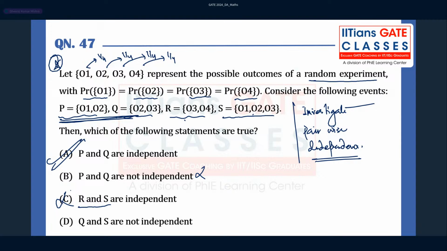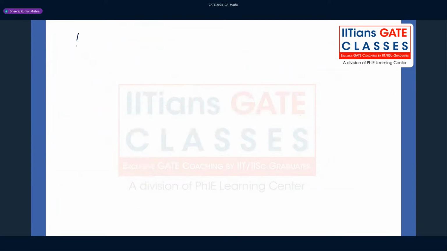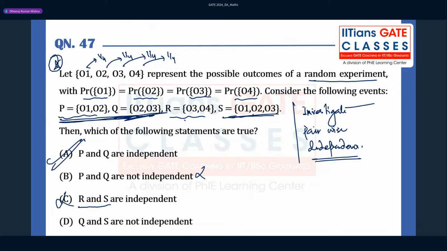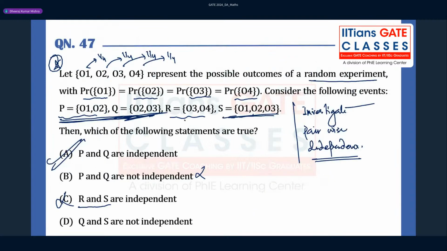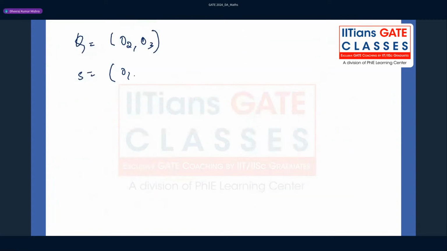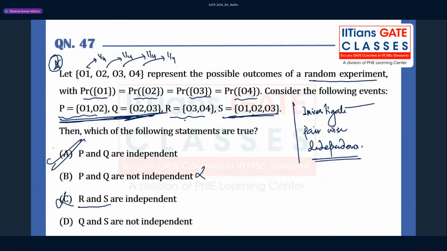Now let us check whether Q and S are independent. So you take Q here and you take S. Patiently you solve it, you will get it. Q is nothing but O2, O3, sorry, not Q2, Q3. And S is nothing but 1, 2, 3. I think this is clear, guys. Please remember that.